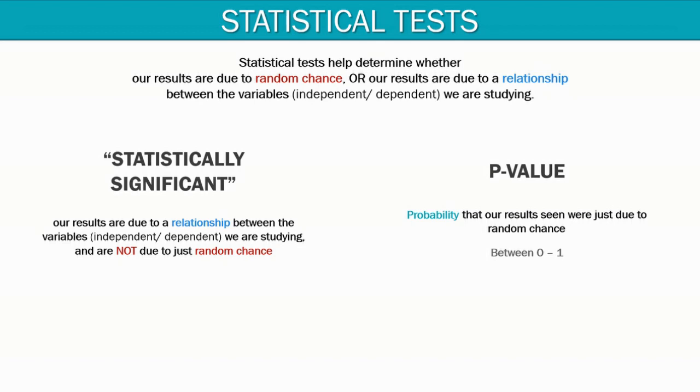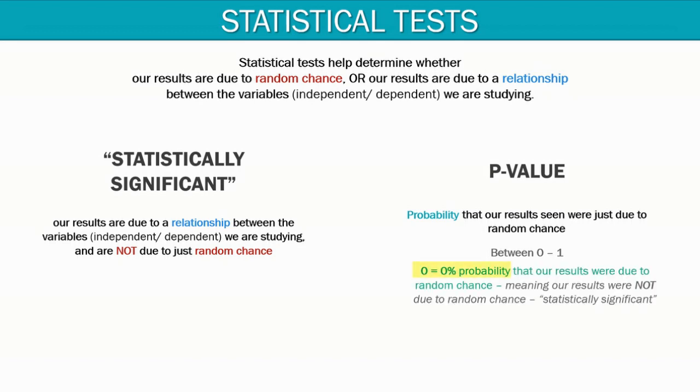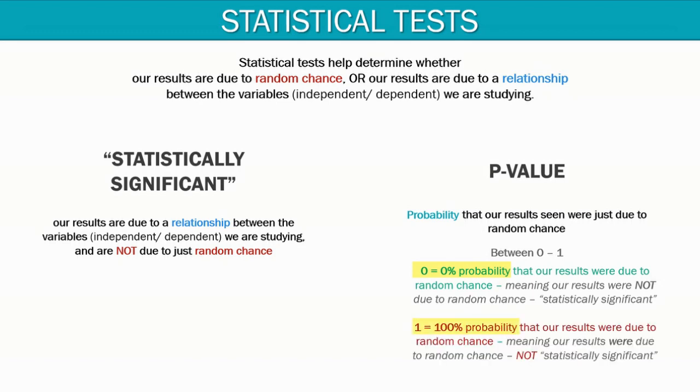So a p-value of 0 would mean that there is a 0% chance that our results were just due to random chance, meaning our results were not due to random chance. In this instance, we would say that our results were statistically significant. In contrast, a p-value of 1 would mean that there is a 100% chance that our results were just due to random chance, meaning that our results were definitely due to random chance, so we cannot really trust our results, and these results we would definitely say are not statistically significant.